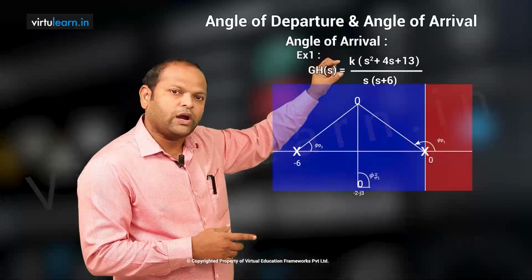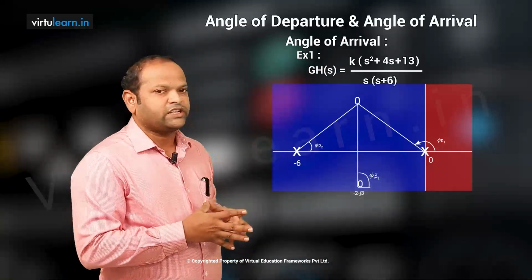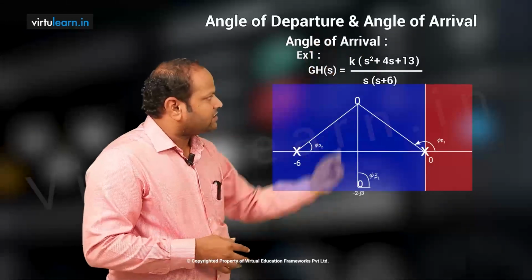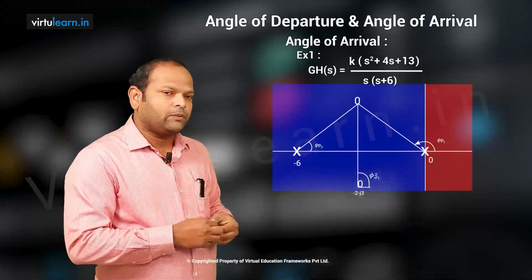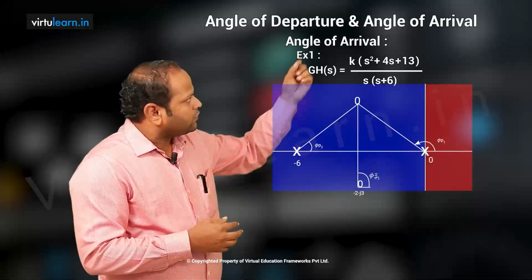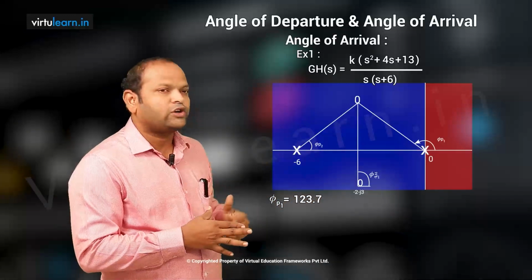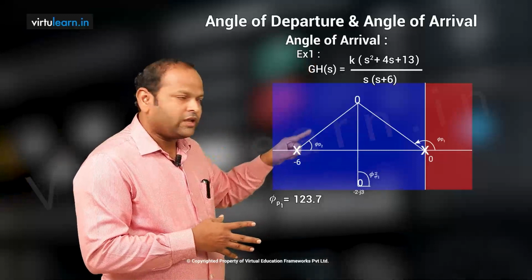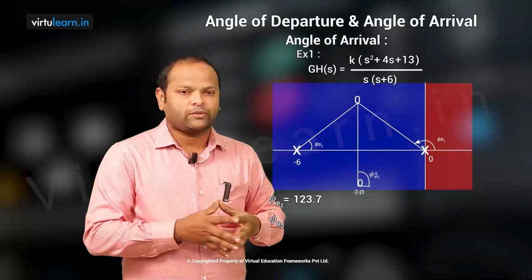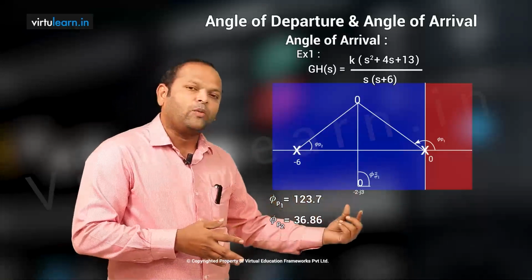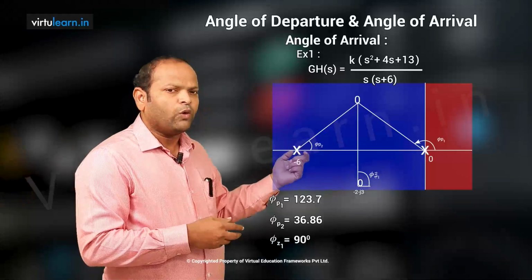Now for this complex zero, I need to calculate the angle of arrival. At what angle is the root locus branch going to terminate at the complex zero? So you draw the vectors, then we can measure the angles. Before that you should name the angles. From this complex zero to the origin pole, this is phi p1, and the calculation is the same, you will get 123.7. And for the other pole, phi p2, since all the values are the same, the angle measurement is also the same, it is going to be 36.86. But this is a complex zero, so the complex zero is at 90 degrees, therefore your phi z1 is 90 degrees.